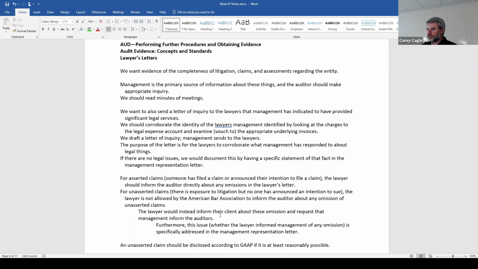So here you're taking the legal expense account and vouching to the underlying invoices from the lawyers. Anyway, that's kind of going off to the side on the lawyer letters a bit, but it's an important point. So the purpose of this letter is for the lawyers to corroborate what management has actually already responded to you about legal things. If there are no legal issues, we would document that like we document everything.